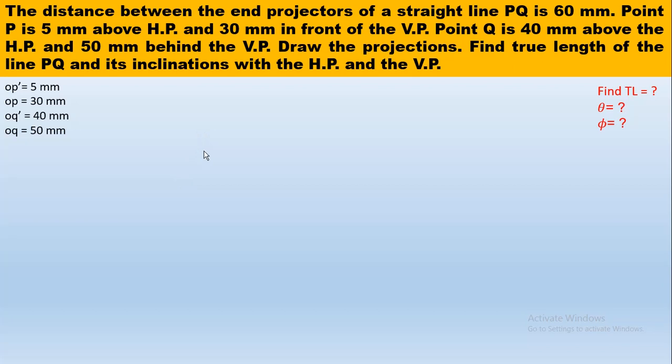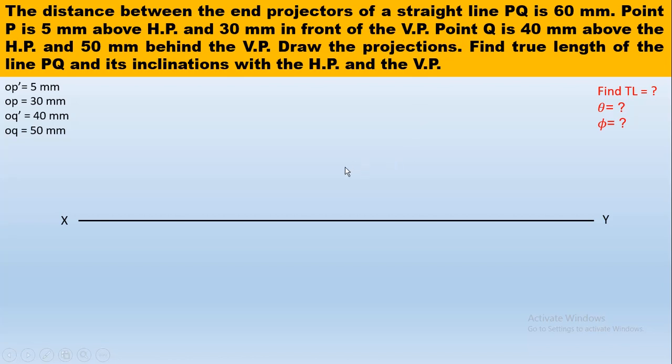Let's start the problem. First of all, take the reference plane XY. Now position of point P is in the first quadrant. That means 5 mm above HP and 30 mm in front of VP. So first of all, draw the end projectors at a distance of 60 mm. What is the meaning of end projector? That means the ends of both the views of the line will lie on these two vertical lines.